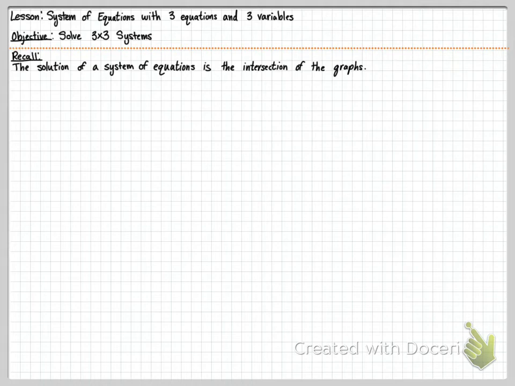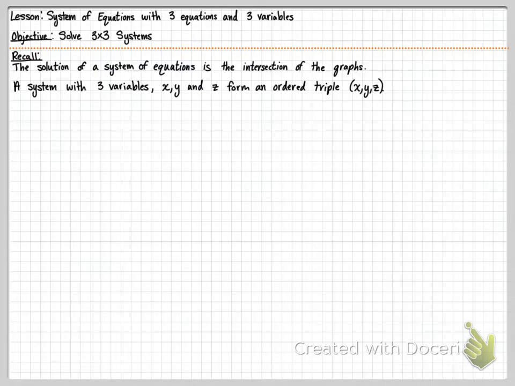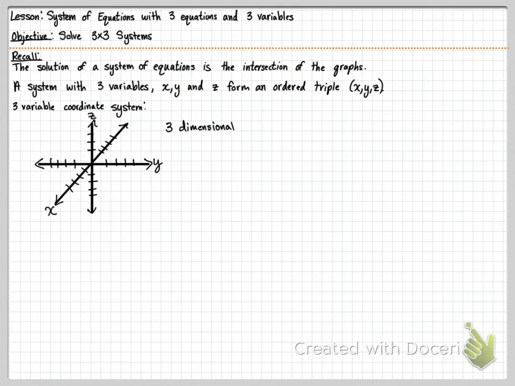Today we're going to be talking about system of equations with 3 equations and 3 variables. So remember, the solution of a system of equations is the intersection of the graphs. But this time with a system with 3 variables, x, y, and z form an ordered triple, which is x, y, z right here. So 3 variable coordinate systems is 3-dimensional.